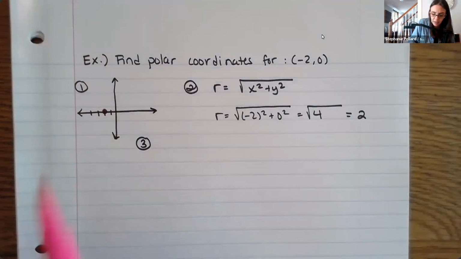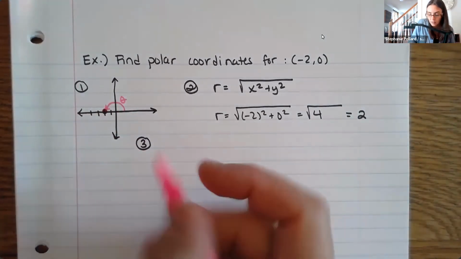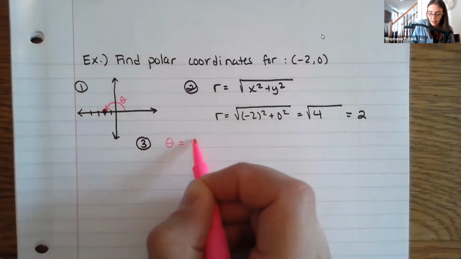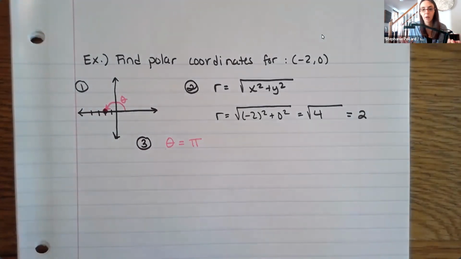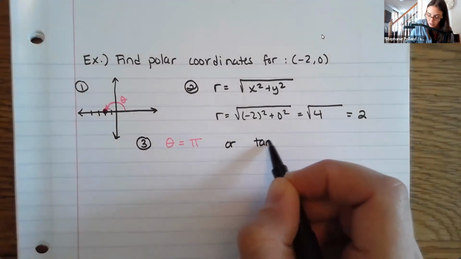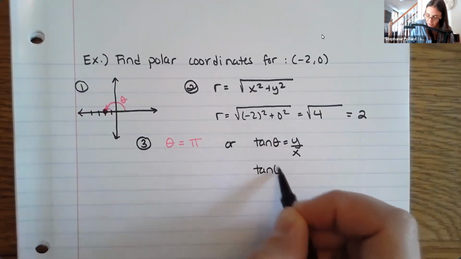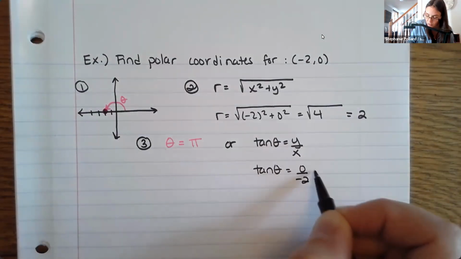Here, you actually can recognize that this angle is 180 degrees, right? So this angle is just pi. We can do this one off the top of our head. We don't have to go through the whole process. However, if you don't recognize that, you can go ahead and remember that tangent theta equals y over x. So in this case, tangent theta equals 0 over -2, which is 0.